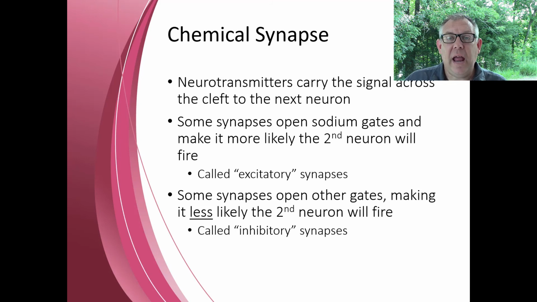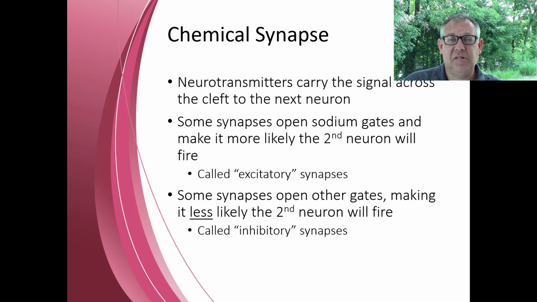And so those neurotransmitters carry that signal across the synaptic cleft to the next neuron. And so at some synapses, when those neurotransmitters go across that synaptic cleft, that opens sodium gates. That's what we just saw, where you're opening sodium gates, and it makes it more likely that the second neuron will fire because you're letting sodium in. Those are excitatory synapses, right? If we let enough sodium in, then that will trigger other sodium channels to open and the nerve will fire. And that's the example we just saw.